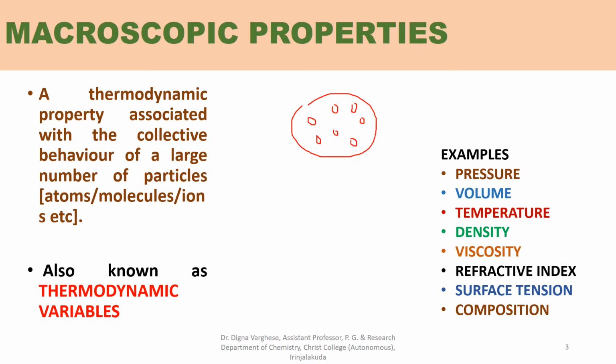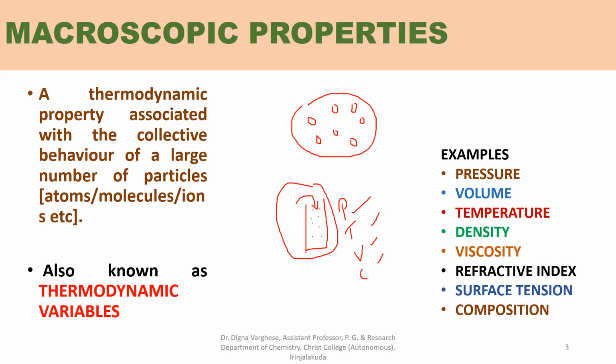For example, if you want to know any information about a system, we consider water taken in a glass. This is our system under study. We want to study the water in a glass. Then we need some variables for the study. What is the pressure here? What is the temperature of the water? What is the volume of the water? What is the composition of the water? What is the surface tension of the water? So we have to define the system by its macroscopic properties or thermodynamic variables. Such thermodynamic variables are required to define the system.